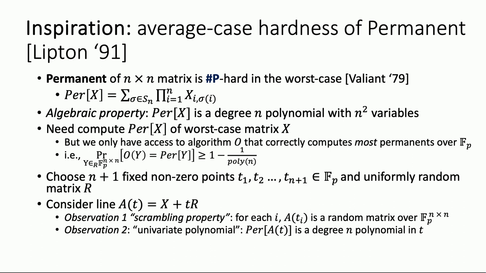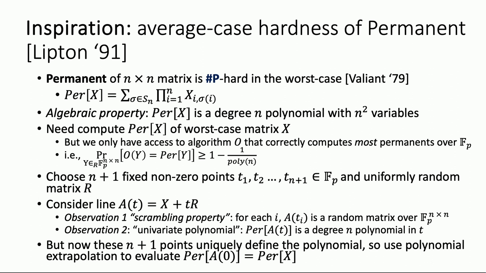Two is what I call the univariate polynomial property, which is that the permanent of A of T is a degree n polynomial, but crucially it's a degree n single-variable polynomial in T. That's inherited from the algebraic property of the permanent itself, that the permanent is a degree n polynomial but in n squared variables. Now we've passed this univariate curve through things, and we have a degree n polynomial in a single variable. What happens next? Yeah, absolutely. So here's what I do. I use my box O to evaluate each of these points: the permanent of A of T1, the permanent of A of T2, and so on. Now I've specified a degree n polynomial in a single variable at n plus 1 points.